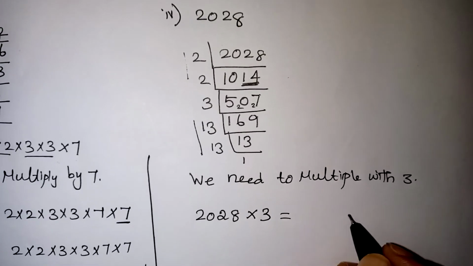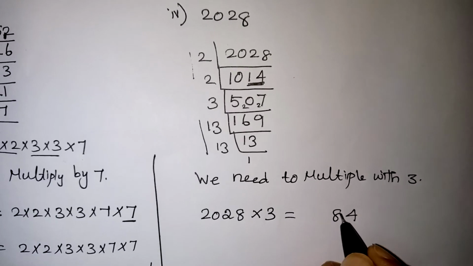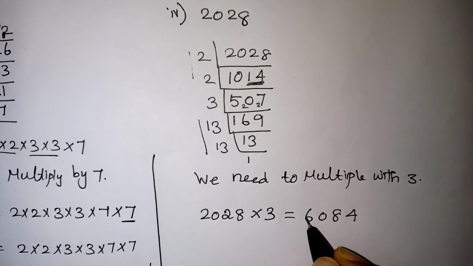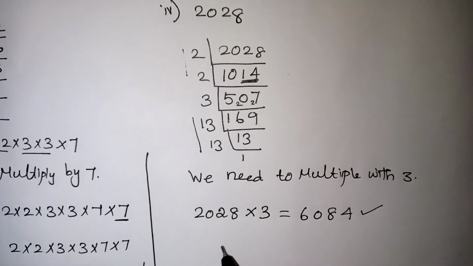Now 3 table, 8 3s are 24. Balance 2. 3 2s are 6 plus 2 is 8. This 0 will come as it is, 6. So this is a perfect square number. They have asked you to find the square root for this number.